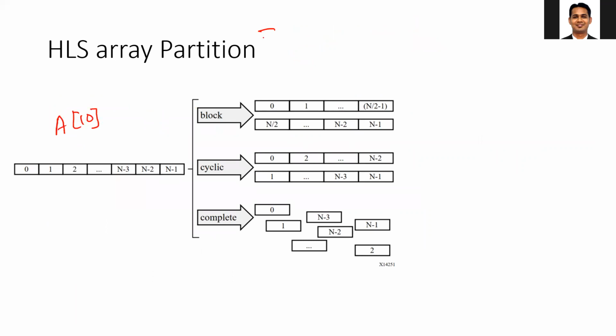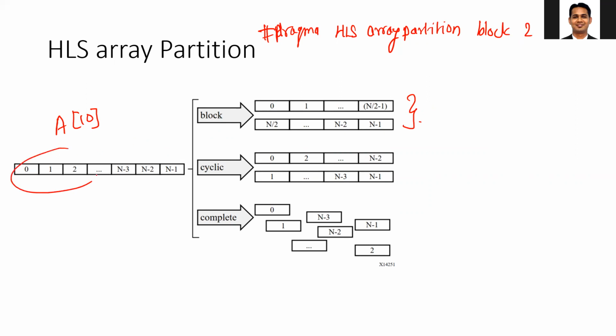Now here I can write #pragma HLS array_partition. Then I can say block with factor 2, and I don't need to mention the dimension because it's only one dimension. When I say that the factor is 2, that means this array will be split up into 2 arrays. And when I say block, that means the first n by 2 elements will be in the first array and the remaining n by 2 elements in the second.